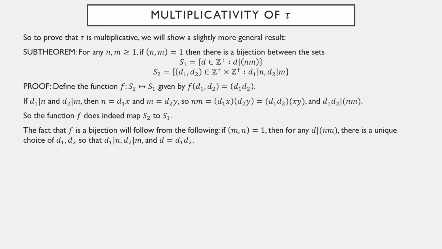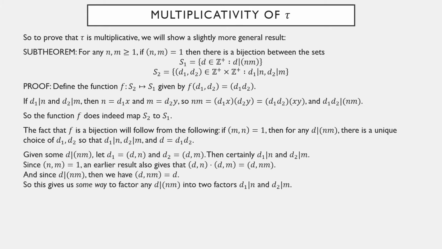But why is this function a bijection? Well, we'll establish this. If m and n are relatively prime, then any divisor d of mn can uniquely be split up into a d1 and a d2 so that d1 is a factor of n, d2 is a factor of m, and d is the product d1 d2. If we can establish this, it will exactly show that everything here in S1 has a unique pair back in S2 that corresponds to it. This will establish that this map is a bijection.